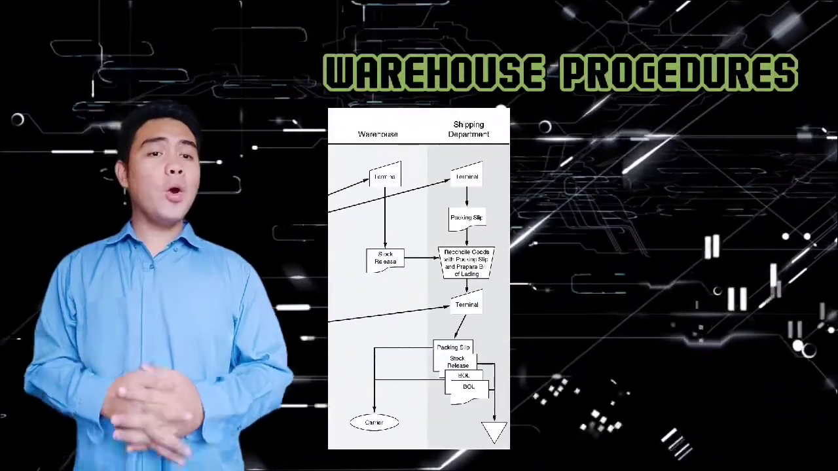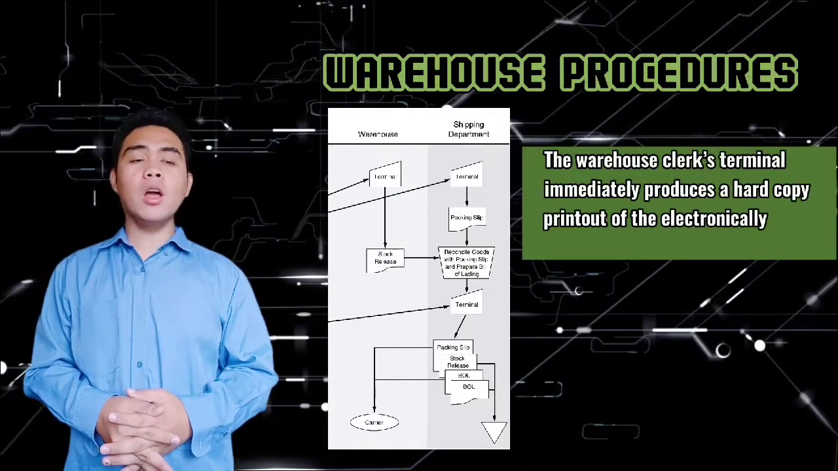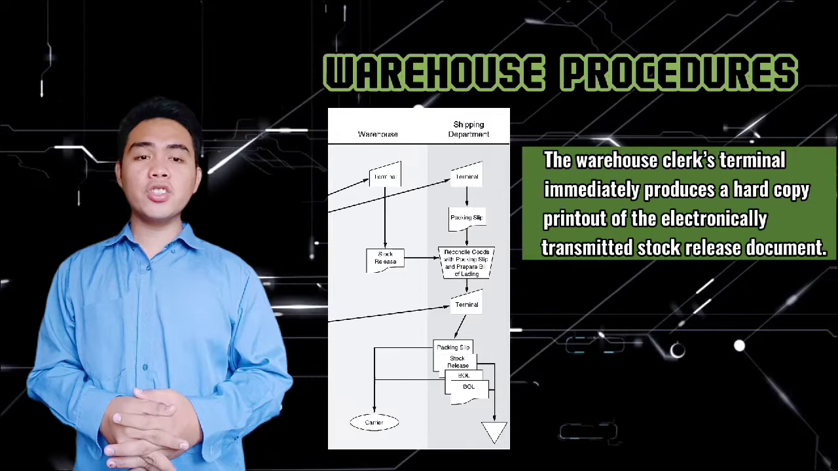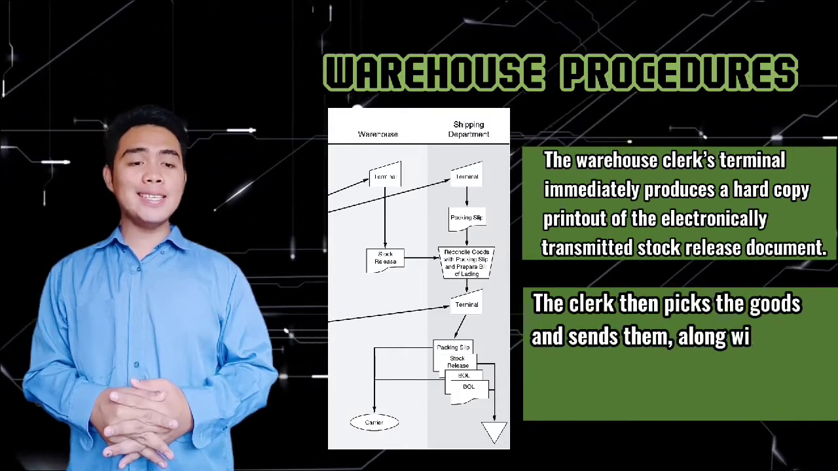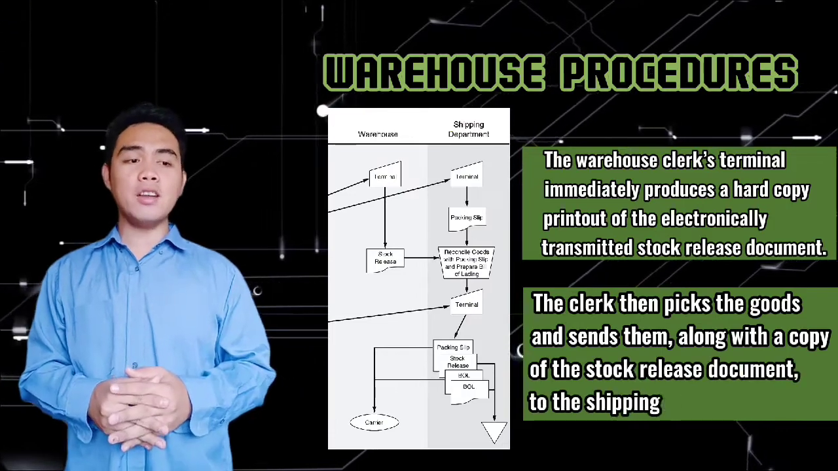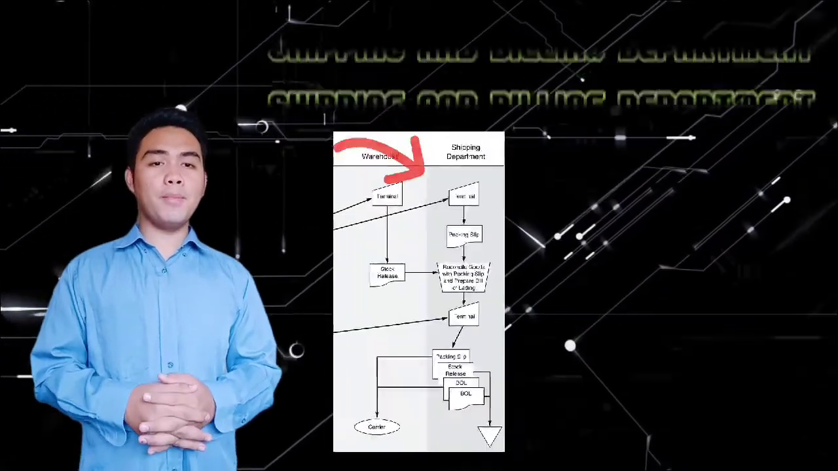Now, we move on to the warehouse procedures. The warehouse clerk's terminal immediately produces a hard copy printout of the electronically transmitted stock release document. The clerk then picks the goods and sends them along with a copy of the stock release document to the shipping department. The last department is the shipping and billing department.